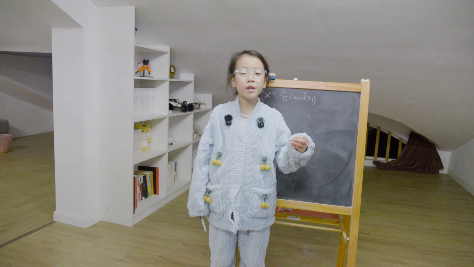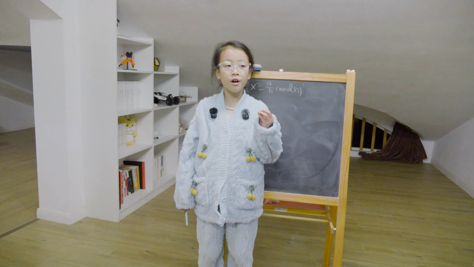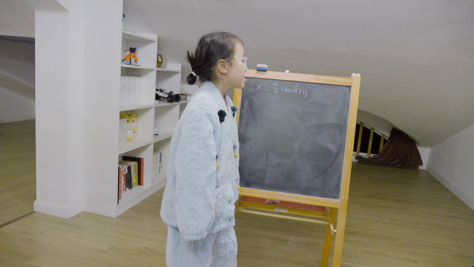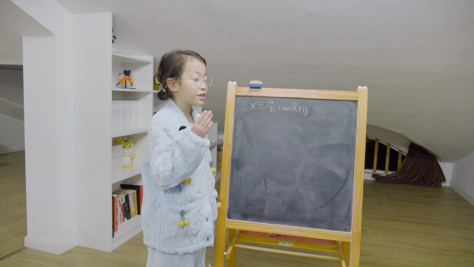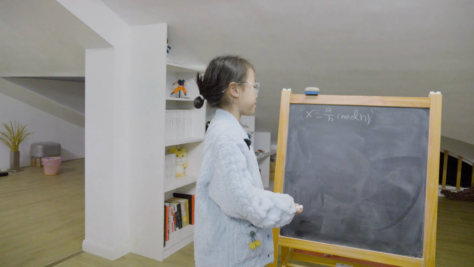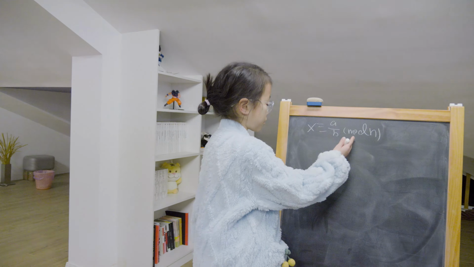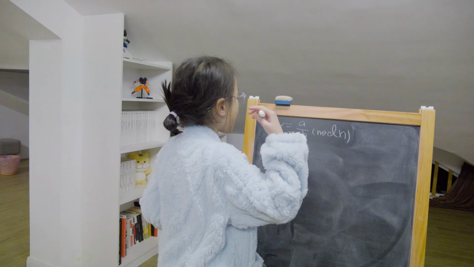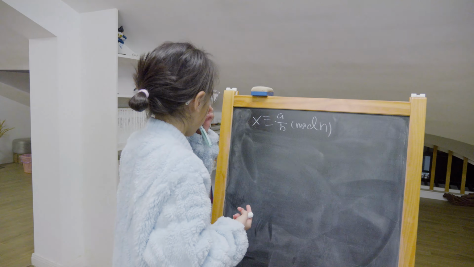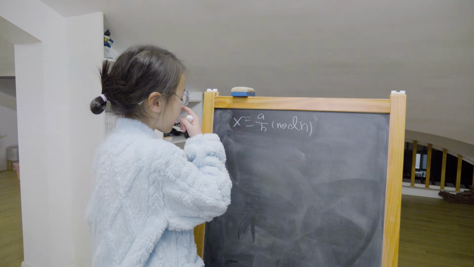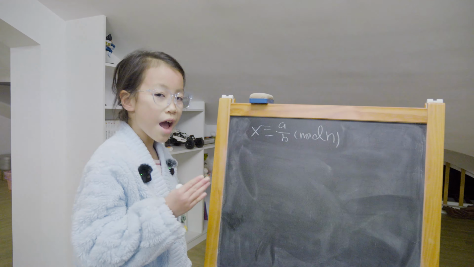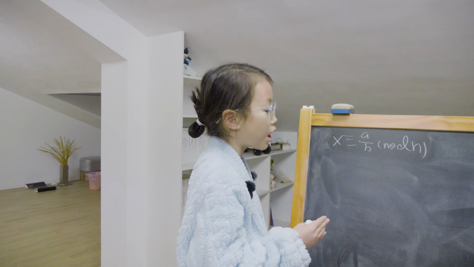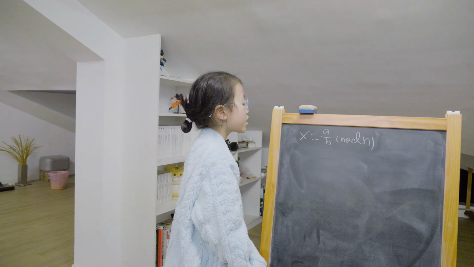In the last video, we learned how to find the modular arithmetic of a fraction. In this video, we're going to dive deeper into the first method, the arithmetic method. The arithmetic method has some relationship with Euler's theorem.